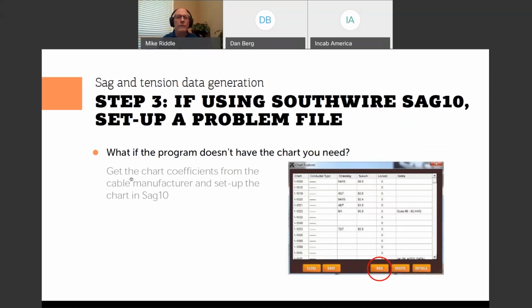And the way you do that is you have to get the chart coefficients from the manufacturer. And there is a chart explorer in there where you can add a new chart. And unfortunately, you have to type in all those numbers I showed you before. But the SAG-10 program does structure that process a bit, which helps you avoid making errors in the data entry. It's still tedious, but at least you're less likely to make a mistake.